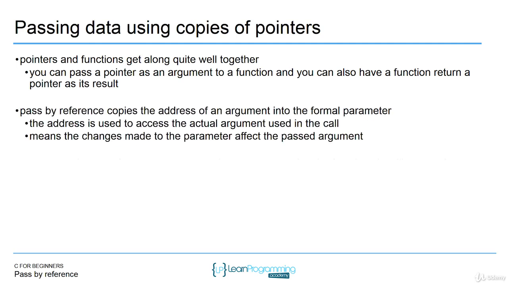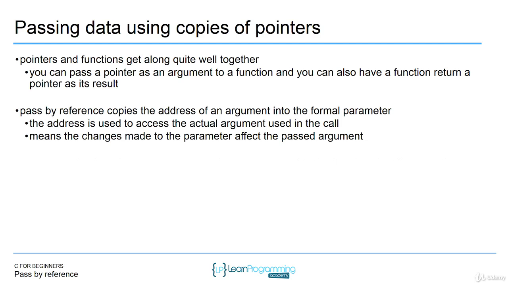But pass by reference copies the address of an argument into the formal parameter. The address is used to access the actual argument used in the call. So what this means is the changes made to the parameter inside the function affect the argument, the variable that's in the call. And so even though it's not technically under the hood passed by reference, it mimics or simulates pass by reference. We're copying the address. If you copy the address, you have a new address in memory for that value, the address.